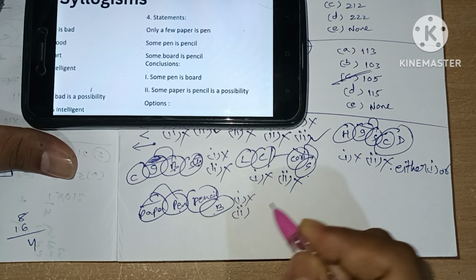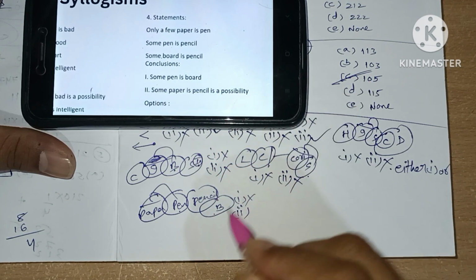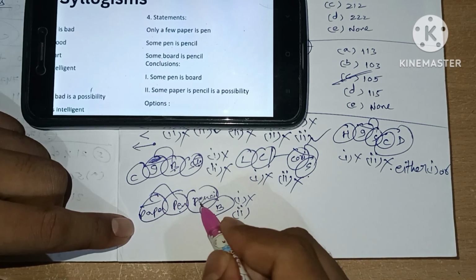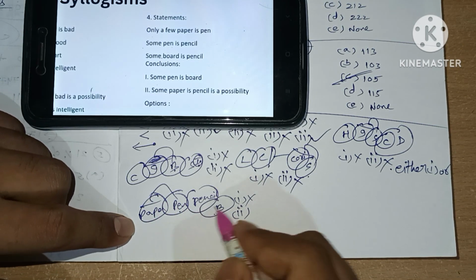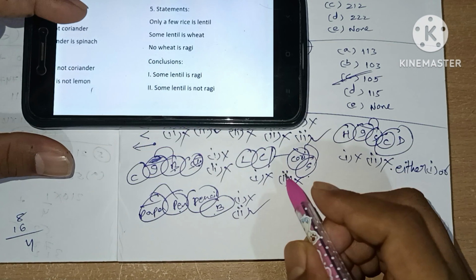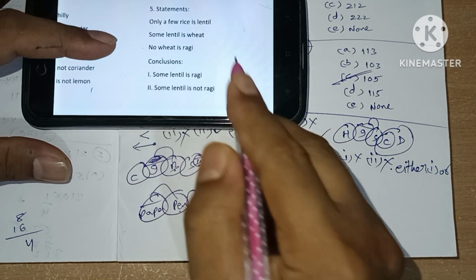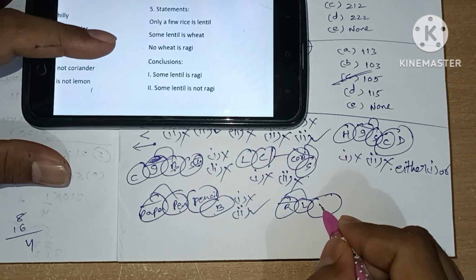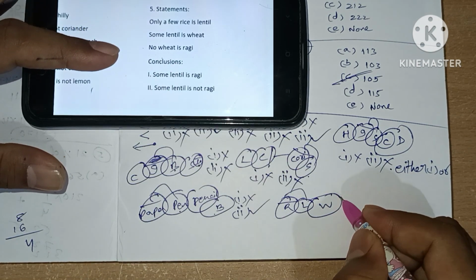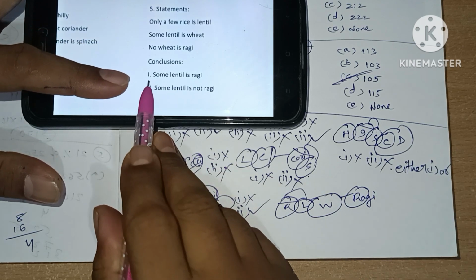Second conclusion, some paper is a pencil is a possibility. Some part of paper can share with a pencil. Yes, it is possible, so the second conclusion will be true. Next, fifth question. Only a few rice is lentil. Some lentil is wheat. No wheat is ragi.